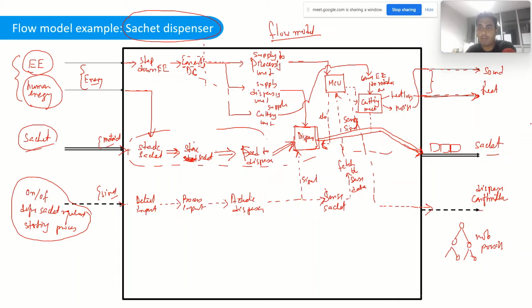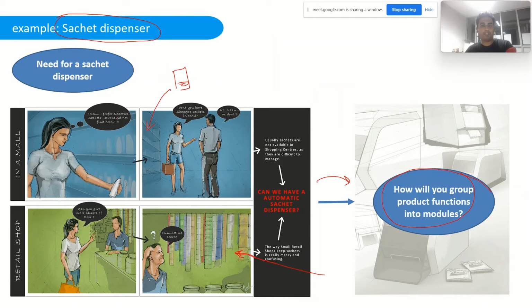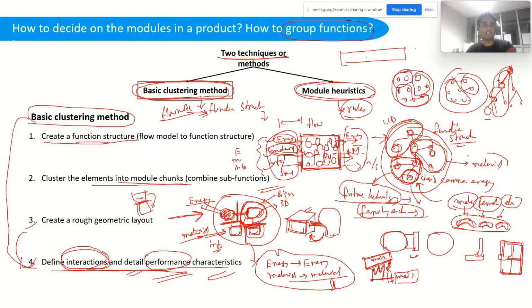And then as an output, what we are getting is sound as energy, and we are getting heat. As an outcome we also get a particular number of sachets, and as a signal we are getting some sort of confirmation signal. And what we did there, we tried to create various functional sub functions in between. So the first step is to create a function structure.